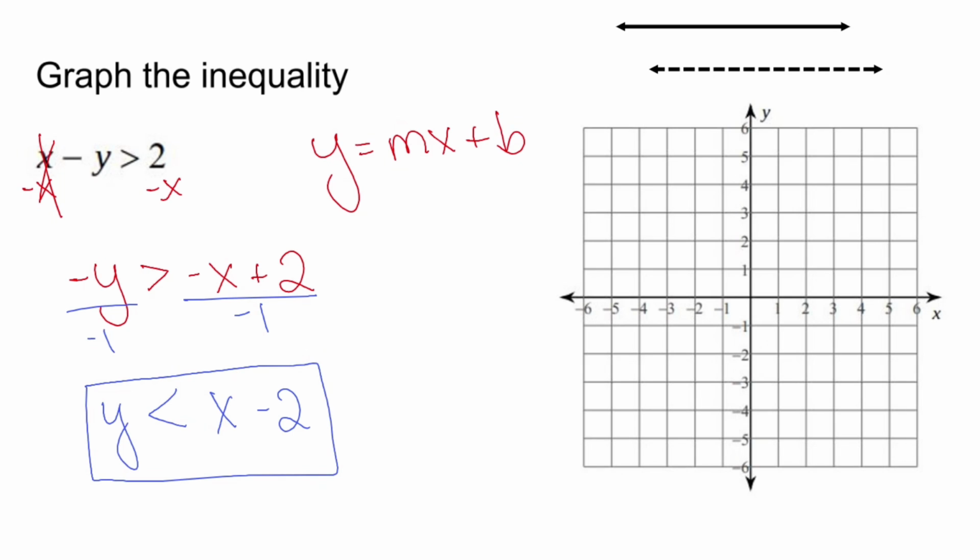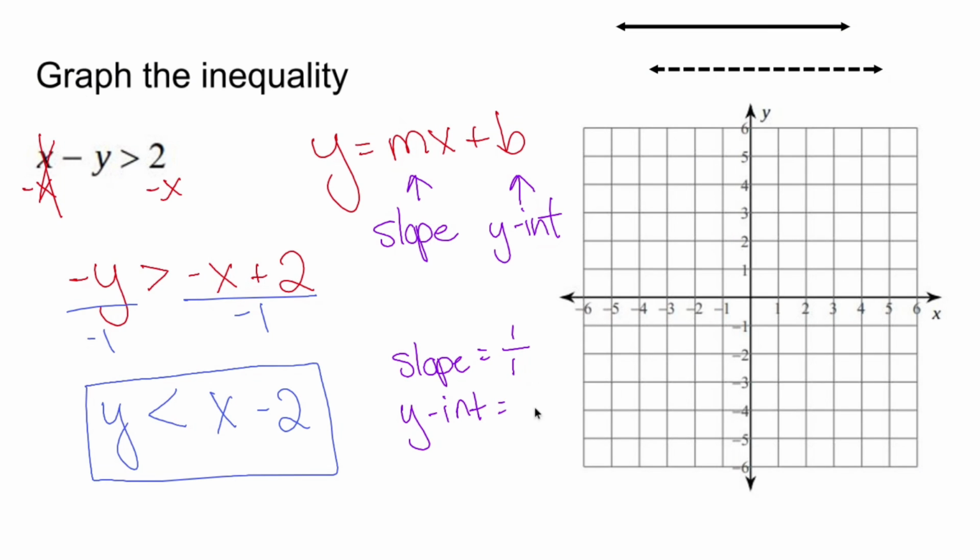So I can compare it to y equals mx plus b, where m is the slope and b is the y-intercept. When I look at this, I don't have a number in front of x, which means my slope is an invisible positive 1, or 1 over 1. Negative 2 is all by itself, so that's fine. So far, not much has changed as far as graphing the inequality. I haven't even graphed it yet.